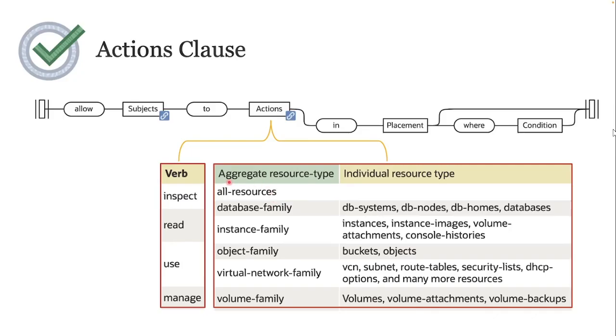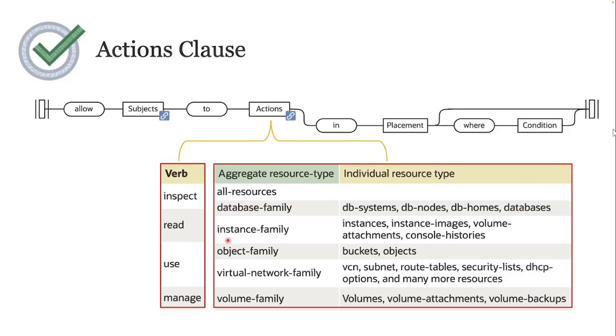And then we have the aggregate resource type and the individual resource type. The idea here is each resource type is grouped into a family. Like compute has many features and capabilities, and storage has many features and components, and database, and so on. So instead of dealing with individual resource types, you can deal with them at the aggregate level. So if you say database-family, you can actually write a policy at this particular level. And if you are not comfortable with aggregate or giving the permission to all the capabilities of that particular service, you can go granular and select that particular individual resource type. For example, you can go ahead and say manage db-nodes, or you can say use databases.